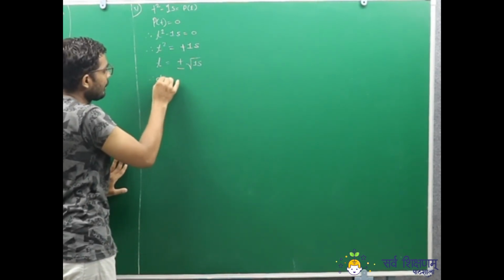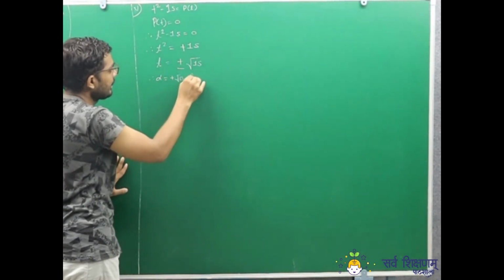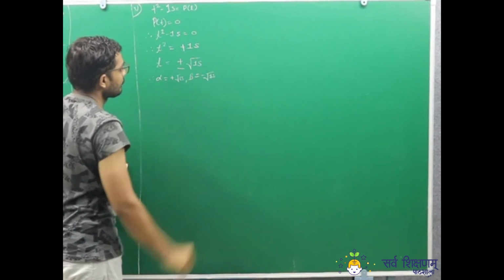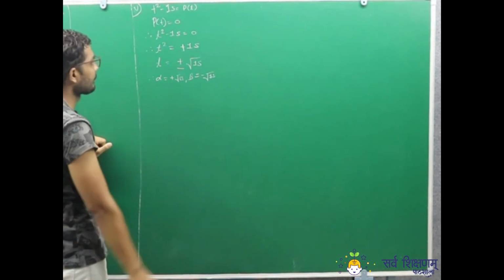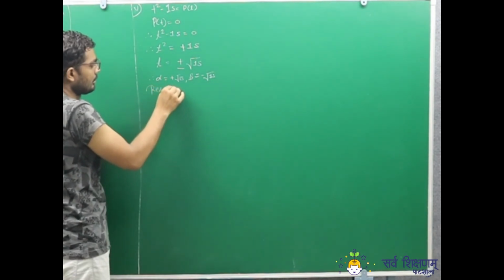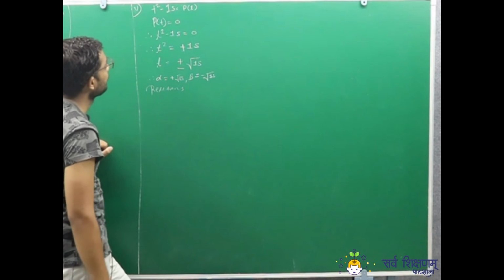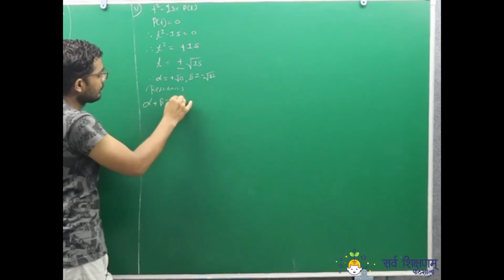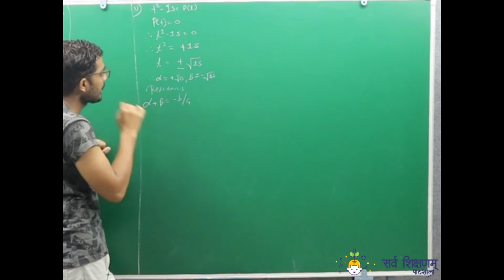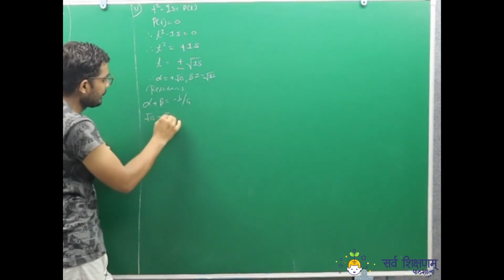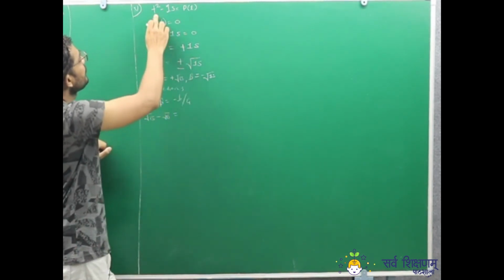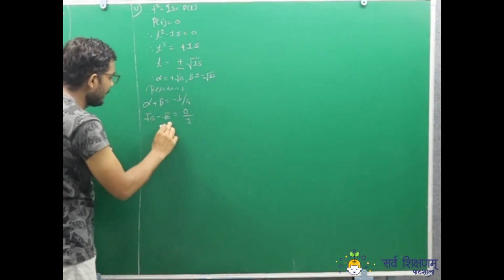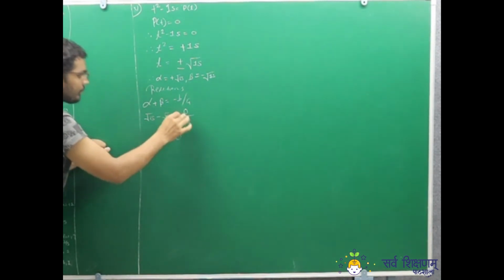Therefore alpha is equal to plus root 15 and beta is equal to minus root 15. Relations between alpha beta and the coefficient of quadratic polynomial are alpha plus beta is equal to minus b by a. The value of alpha is root 15 and beta is minus root 15, which is equal to minus b by a. We can't see here b, therefore the value of b is equal to 0 and divided by a is equal to 1. Root 15 minus root 15 is equal to 0 is equal to 0 by 1.